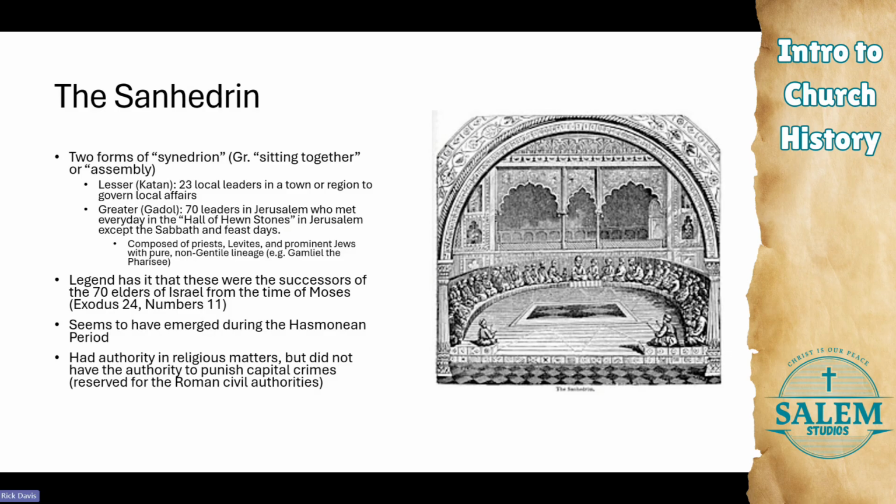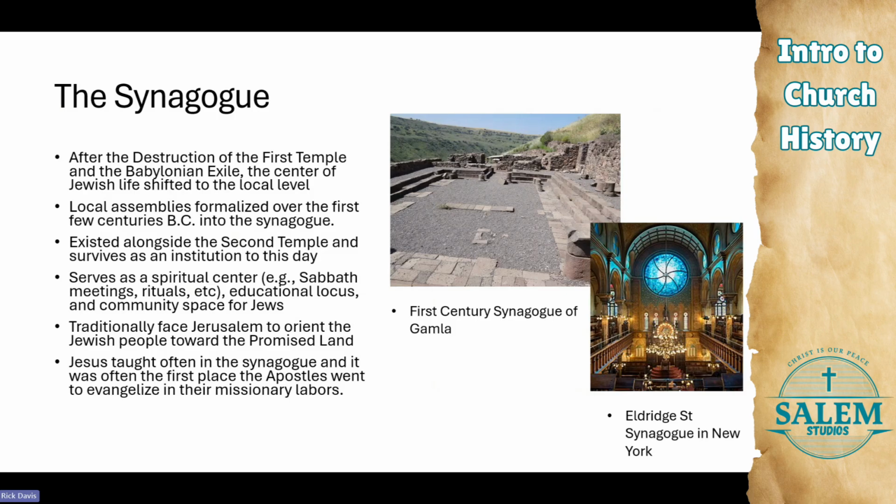in the Gospels. The synagogue, as mentioned previously: after the destruction of the first temple and the Babylonian exile, the center of Jewish life shifted from Jerusalem to the local level because the temple was gone and the Jews were no longer in Jerusalem. And so these started as sort of local assemblies that over time formalized into what we now know as the synagogue.